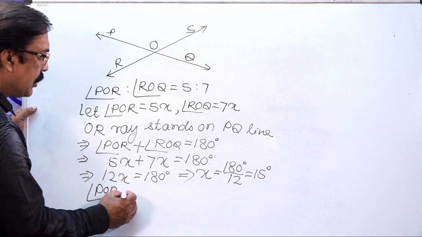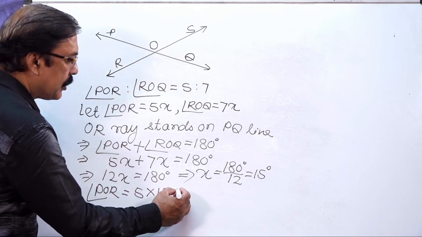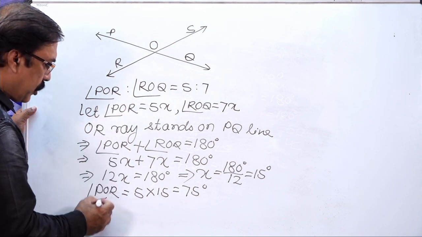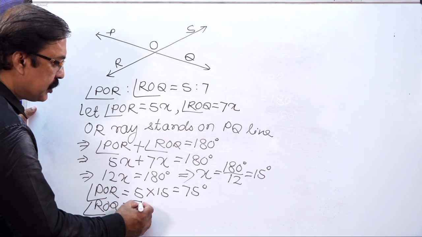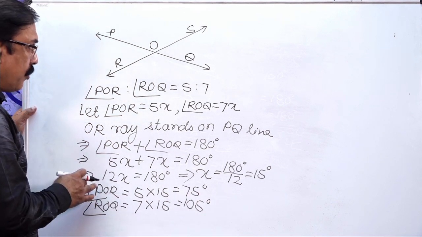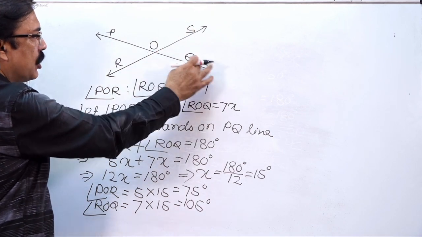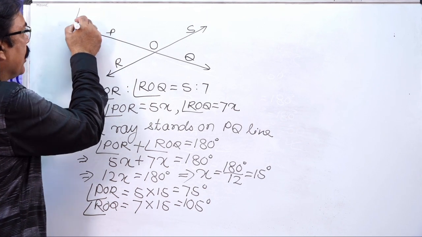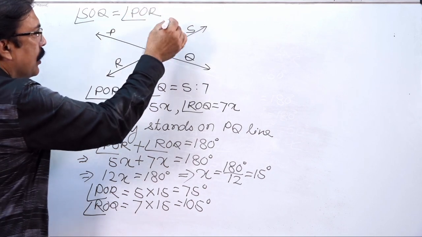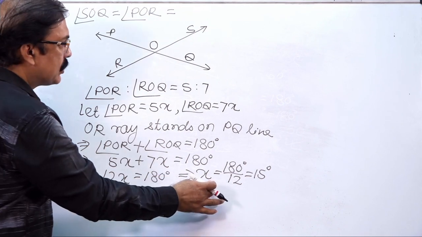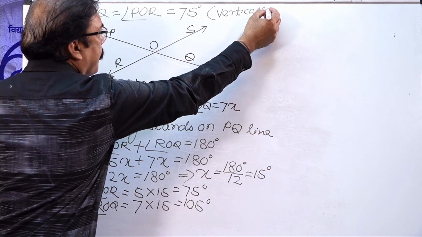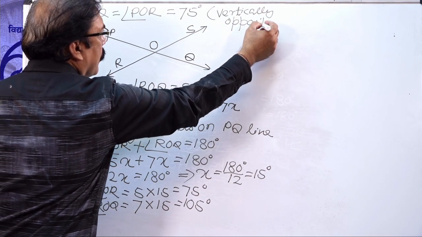If the value of x is 15 degrees, then what is POR? Angle POR is equal to 5 into 15, that is 75 degrees. And angle ROQ is equal to 7 into 15, that is 105 degrees. Now POR and SOQ are vertically opposite. So we can write angle SOQ is equal to angle POR is equal to 75 degrees. We can write here vertically opposite angles.